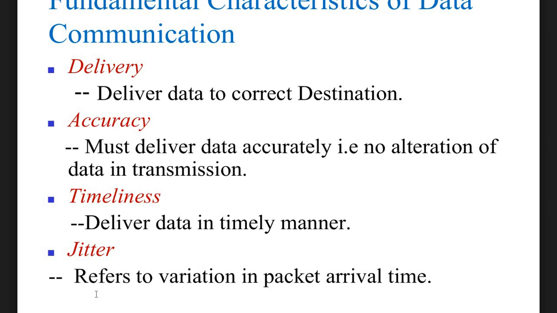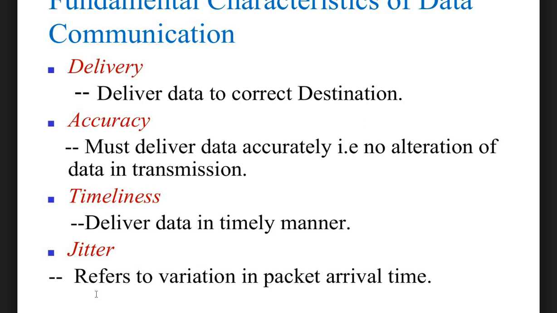So delivering the data in a timely manner is very, very important. Jitter, as you know, the data we are sending will be in terms of packets. If there is a variation in arrival time, say I'm sending 1, 2, 3, 4, and what reaches is 1, 4, 3, 2, then there is a jitter, that we call a jitter. This is very, very important.